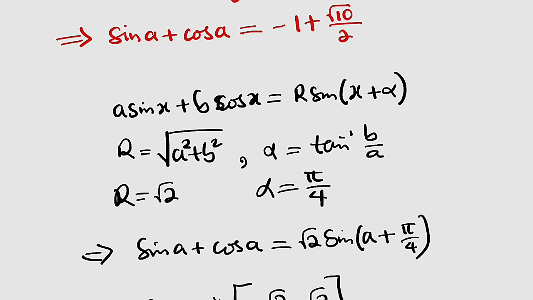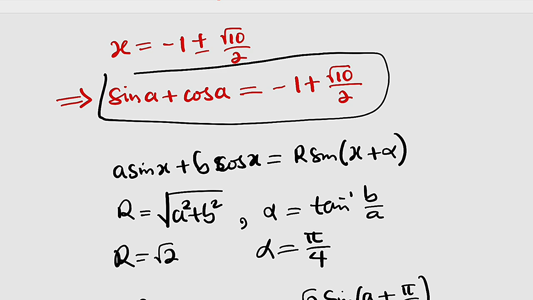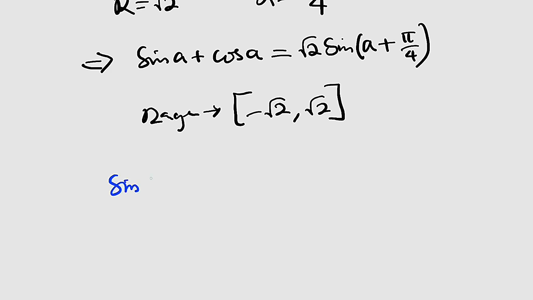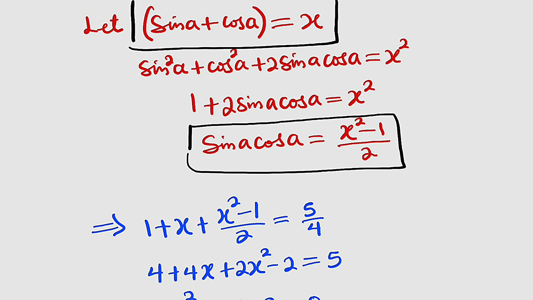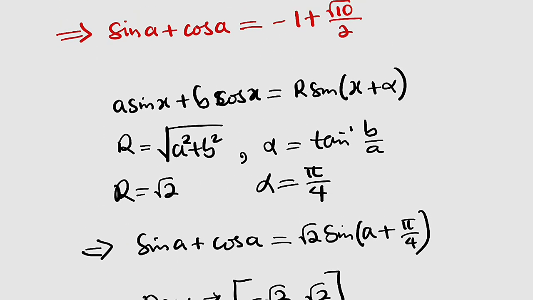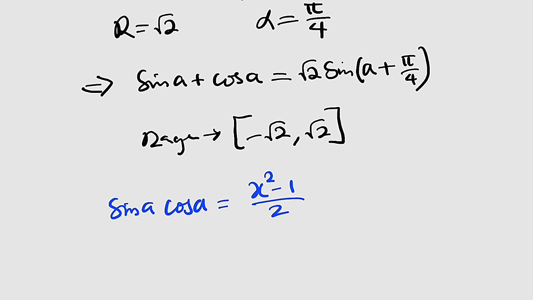All right, so let's continue. So having seen that the whole of this is the sum of sine A cos A, right? What about the product? Remember, the product, which is sine A multiplied by cos A, is equal to x squared minus 1, divided by 2. Remember that, right? It is right here. So we have to square x, then we subtract 1, then we divide by 2. And x is nothing but this, the sum of sine A cos A. So this is our x. So minus 1 plus root 10 divided by 2 is our x.